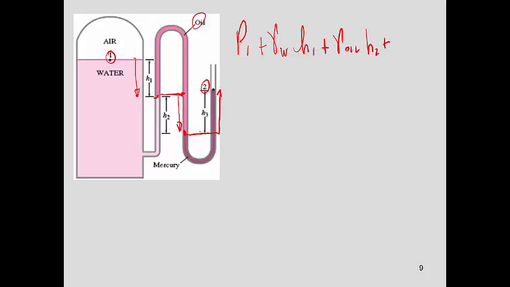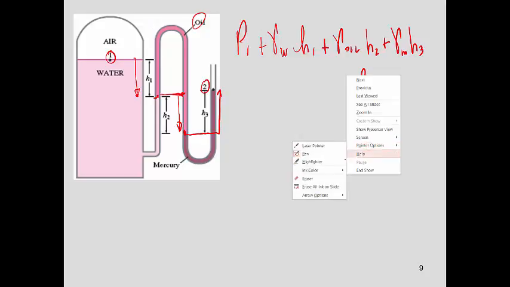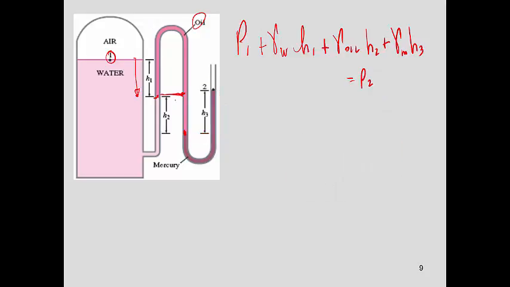So, and this is mercury. So it's the specific weight of mercury times H3, and this is going to be equal to P2. It doesn't matter if you go from left to right or from right to left. You erase and go from the other position.